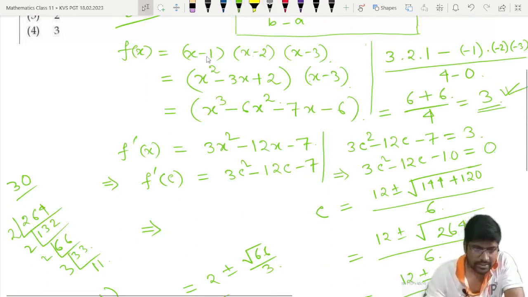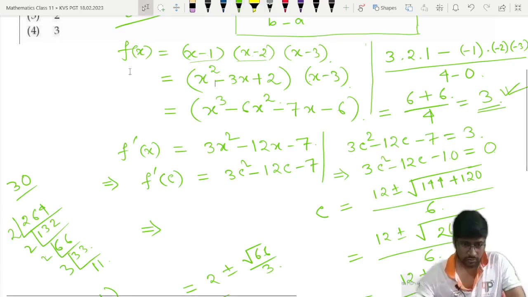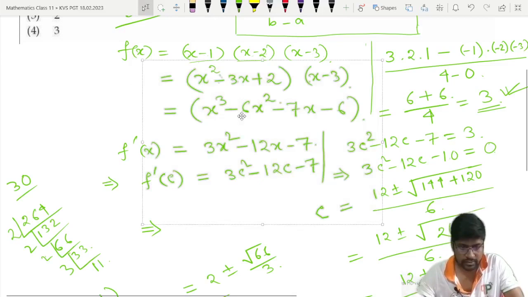f of x is equal to x minus 1 into x minus 2 into x minus 3. So x minus 1 into x minus 2 we are doing. So x square minus 2x, okay, plus 2, this will be plus 2 and minus x. That means minus x, x square minus 3x it will be. So we have to recalculate this thing. Okay, let us do the recalculation.